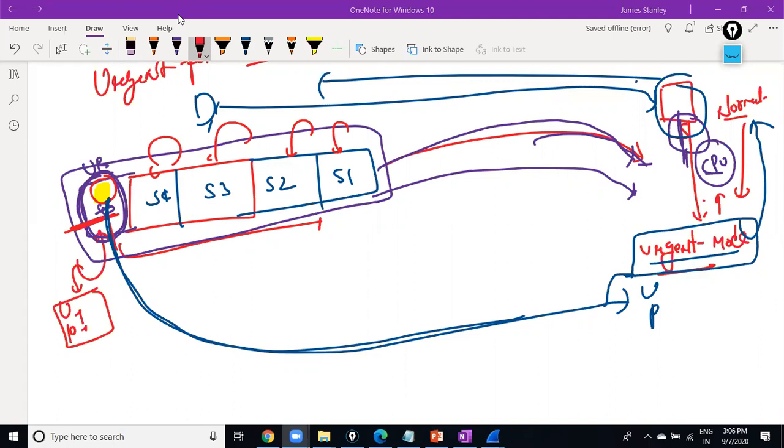Any questions? Any doubt? The urgent pointer plays a very important role, again, from the interview perspective. So that's it. If you have any questions, if you have any doubt, please ask me.